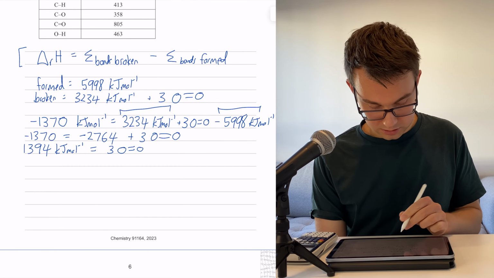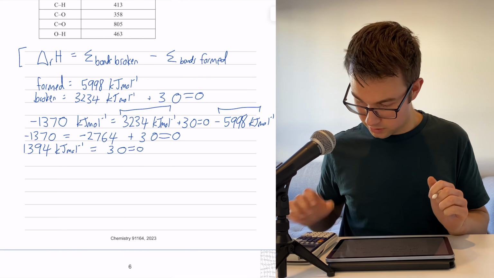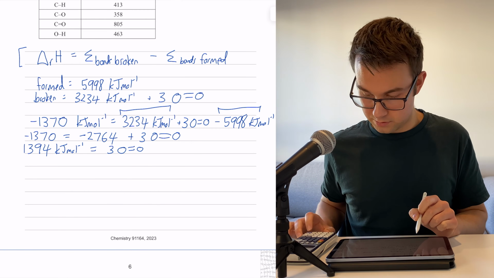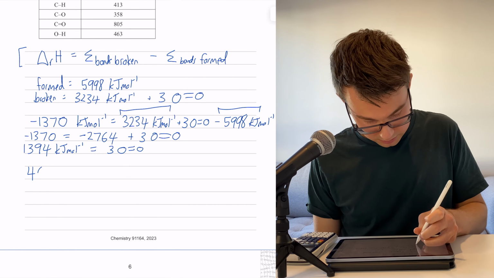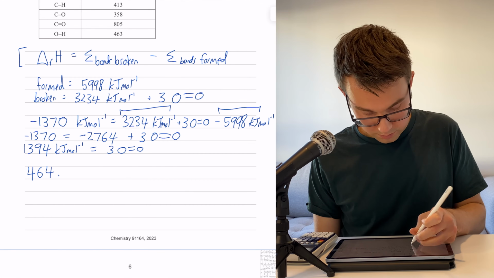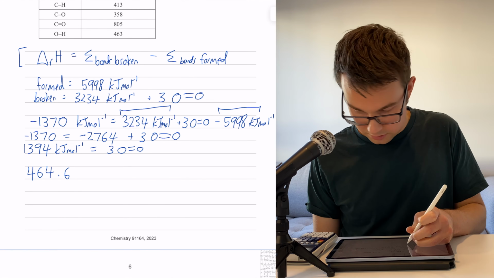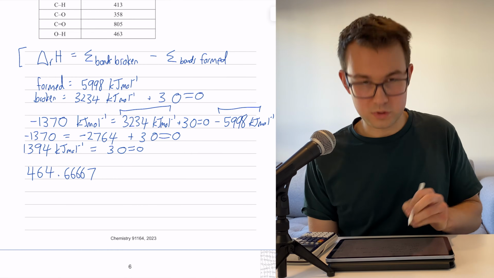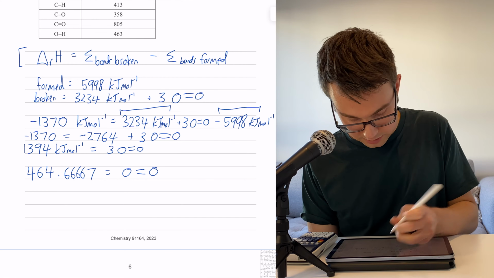So let's just divide everything by 3, both sides by 3. We can do that. So take 1394, divide by 3, and you get 464.6 recurring. We'll keep the number in our calculator just in case. What are we going to do next? We're going to find out.